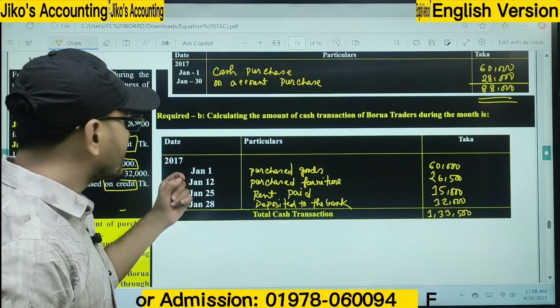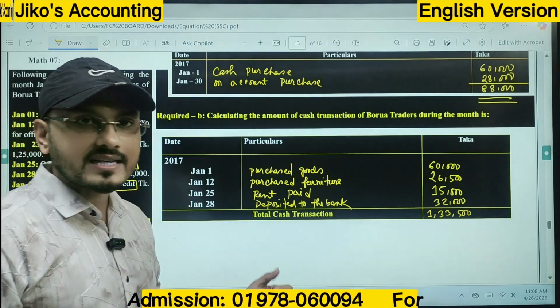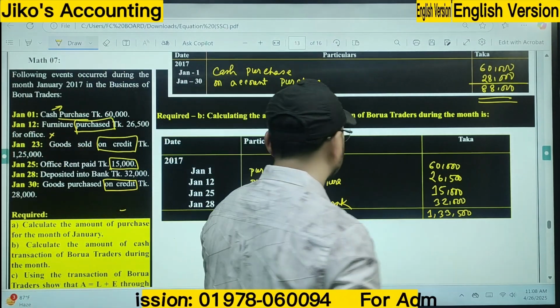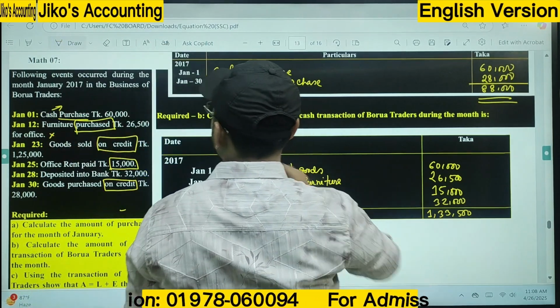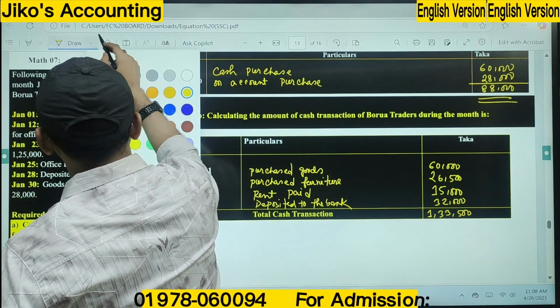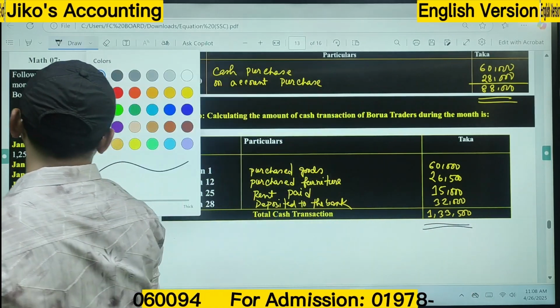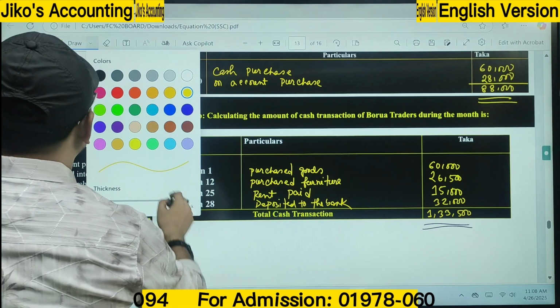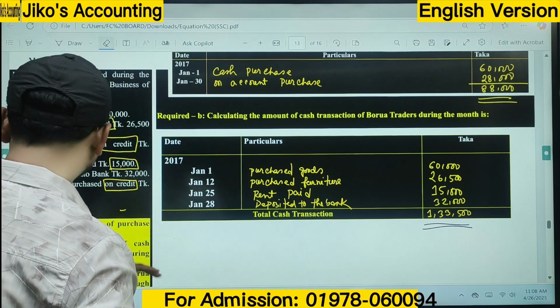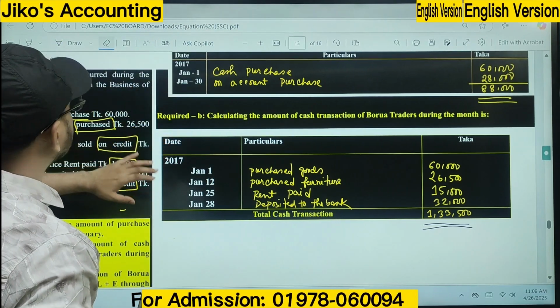That's what we have been asked to do. What have we been told? Determine the total amount of cash transactions. Only cash transactions have been included here. After doing this math, make a double line here, sir. That indicates the closing of your math. Okay, sir, this one is done. Now we should move to our third requirement. What is our third requirement?